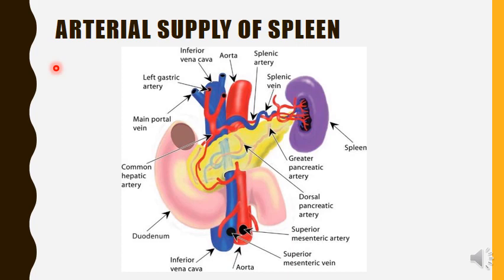The arterial supply of the spleen: it is supplied only by the splenic artery. Here this is the splenic artery, but the splenic artery does not supply only the spleen. The splenic branches of the splenic artery are end arteries, but the other branches of the same artery are not end arteries. The other branches are the pancreatic branches, short gastric, then left gastroepiploic. These are the other branches which are not end arteries, but the splenic branches are the end arteries.